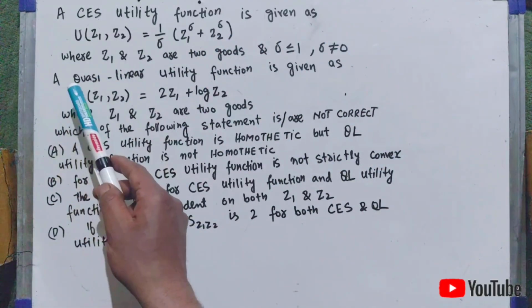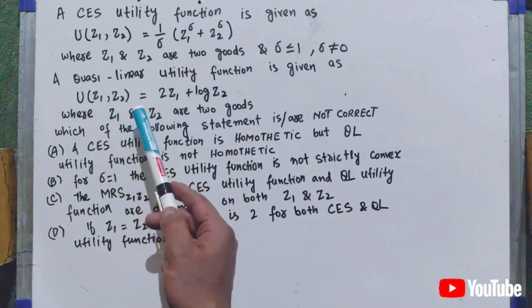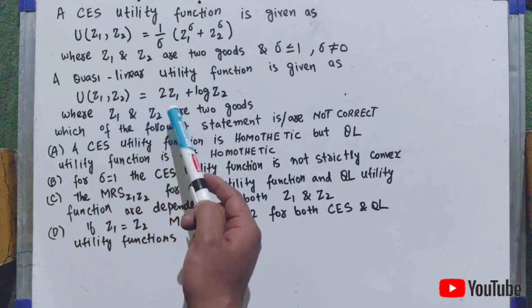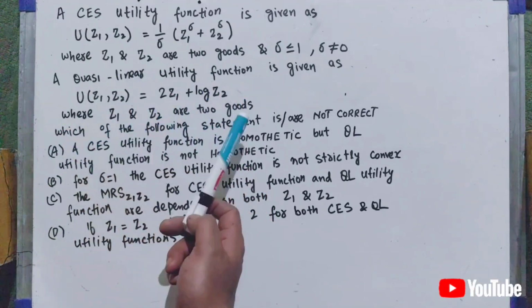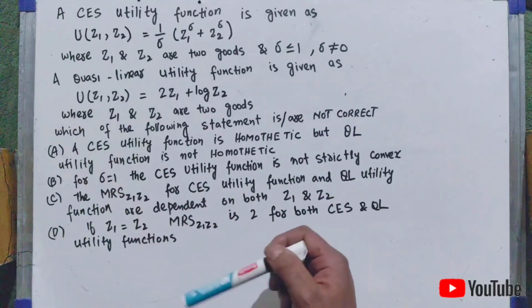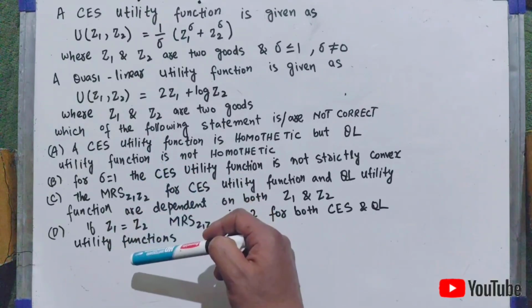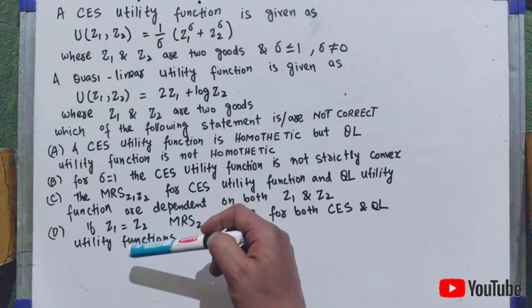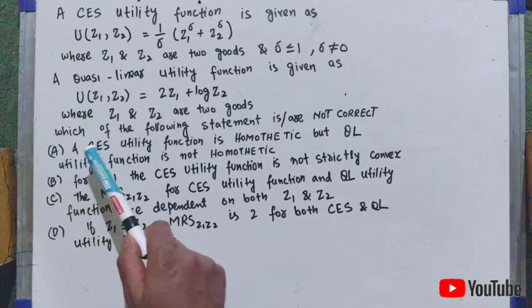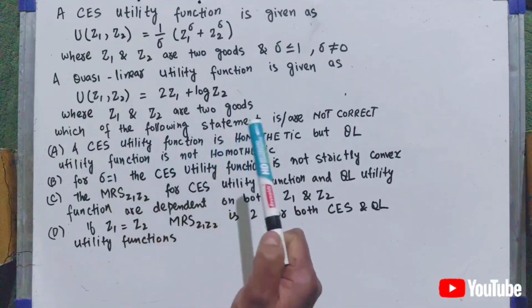We are being given the CES utility function. Also, a quasi-linear utility function is given as utility as a function of two goods again, which is equal to twice Z1 plus log of Z2. Which of the following statements is not correct? It is a multi-select question and we need to find out among the given options which statements are not correct. The first statement is: a CES utility function is homothetic, but a quasi-linear utility function is not homothetic.